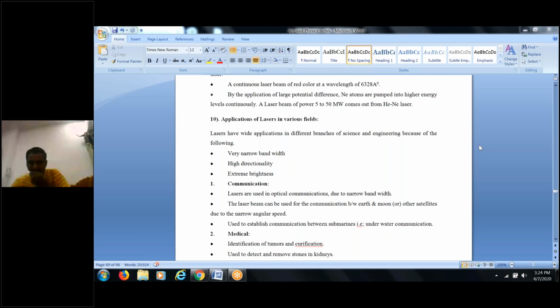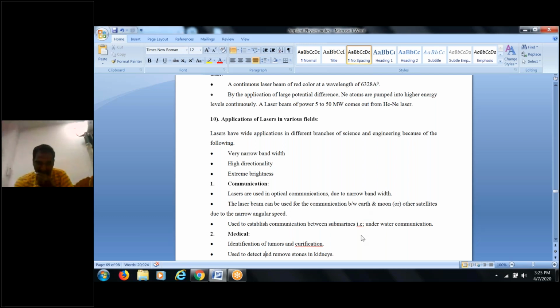So in the communication field, what are the applications? Lasers are used in optical communications. A laser beam can be used to establish communication between Earth and Moon, or between Earth and other artificial satellites. We use laser light because it can travel long distances without reduction in intensity. That's why nowadays, to find the distance between Earth and Moon, or Earth and other artificial satellites, we use laser light. Laser light is also used to establish underwater communication links, between a station above sea level and a submarine underwater.